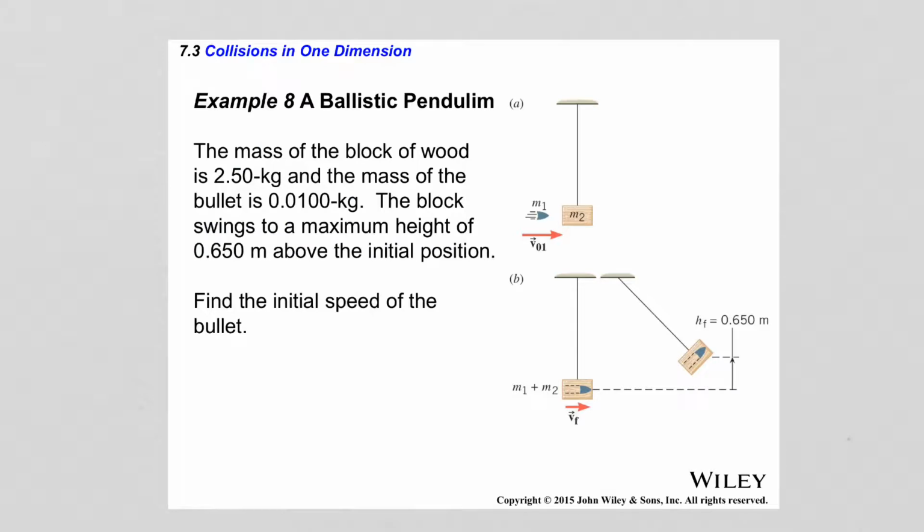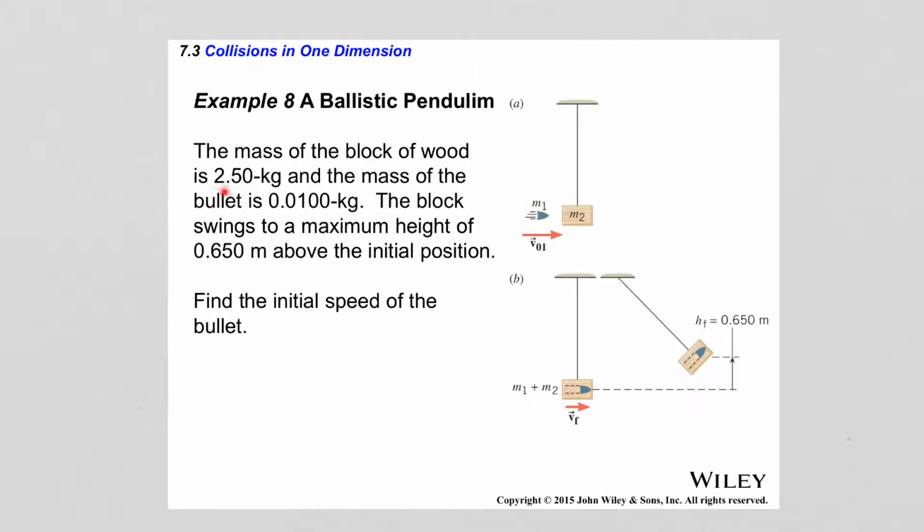So here is a different example, which is called a ballistic pendulum. A ballistic pendulum is just a wooden block that is hanging from a string, and a bullet is shot into that block, and this device can be used to calculate or determine the initial velocity of the bullet.